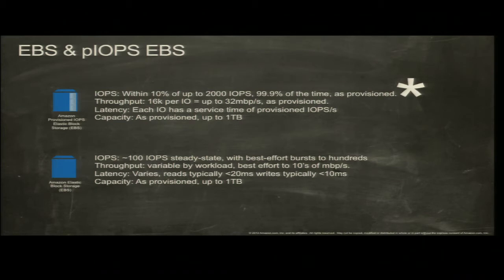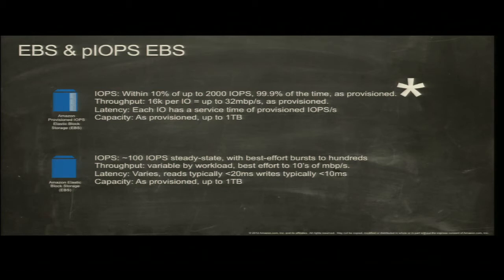EBS, to contrast it with provisioned IOPS, really provides a much lower density of IO per storage provisioned. So at roughly 100 IOPS steady state, with best effort bursts into the hundreds, EBS volumes do great for variable, bursty workloads that have change built into their behavior, and frankly, they're less expensive. So if you have some workloads where the behavior fits with standard EBS, that's a product you should continue to take advantage of.